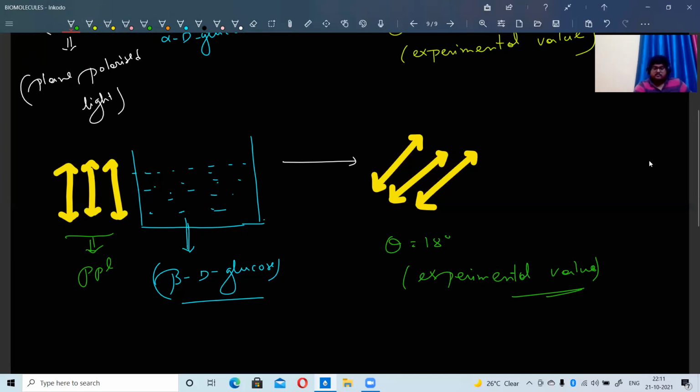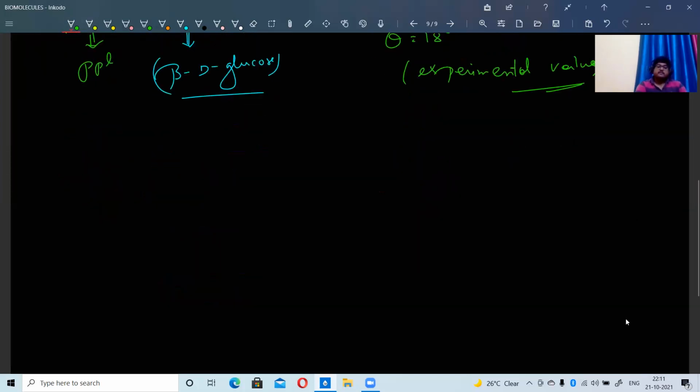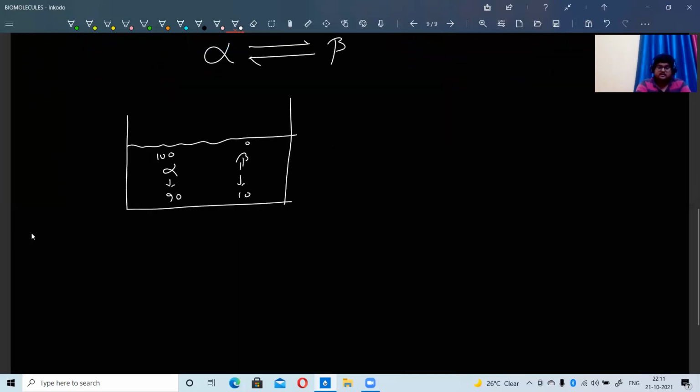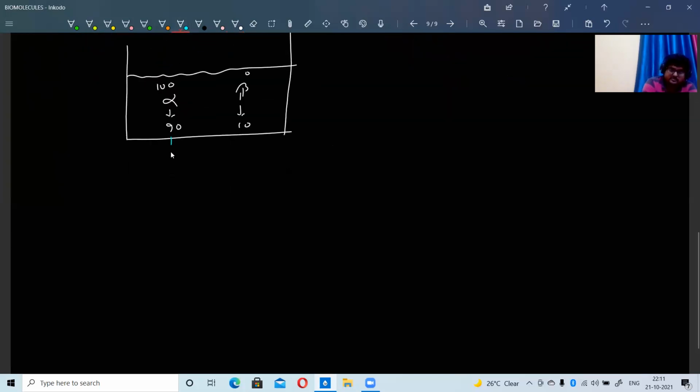Okay. Now, what do you mean by mutarotation? We all know that in solution phase, alpha and beta both are present and both represent equilibrium. Now, if you take in this container, at first 100% alpha, so the beta value is 0. When t equals 0, after a certain time, suppose alpha changes to 90% and beta to 10%. Now, when alpha changes to 90%, we can say the theta value is definitely less than or equal to 112 degrees.